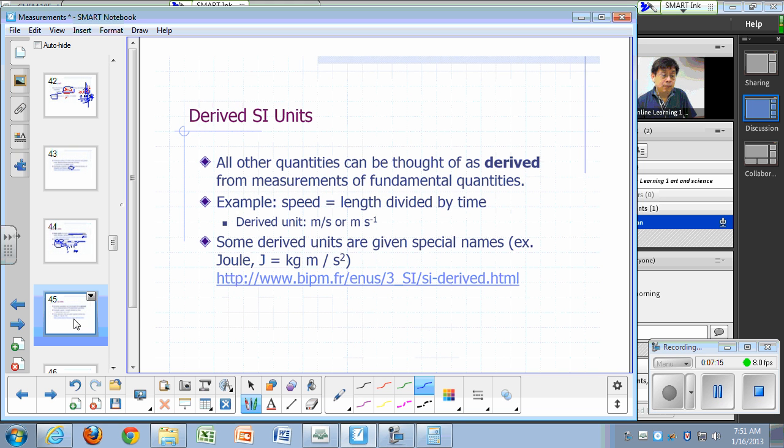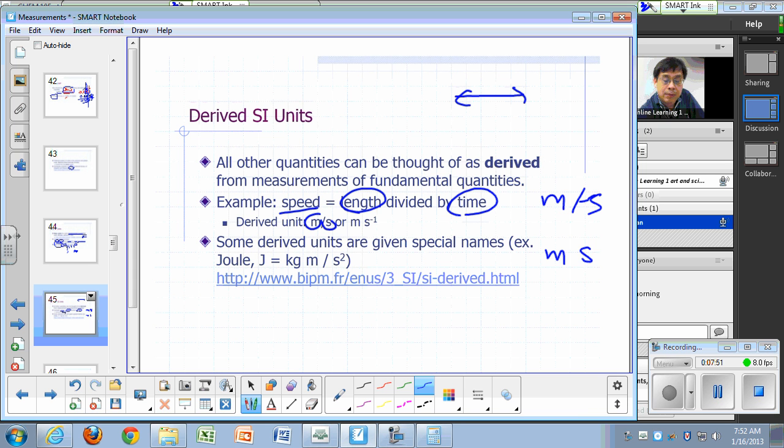Now, all other quantities that you can measure can be thought of as derived from measurements of fundamental quantities. For example, if you're interested in speed, to calculate the speed of something you divide the distance that it travels, a measurement of length, by the time that has elapsed. So speed is derived from measurements of length and time. The derived unit for speed in SI would be meters divided by seconds, so meters per second, or meters times second to the -1. That's an example of a derived unit.